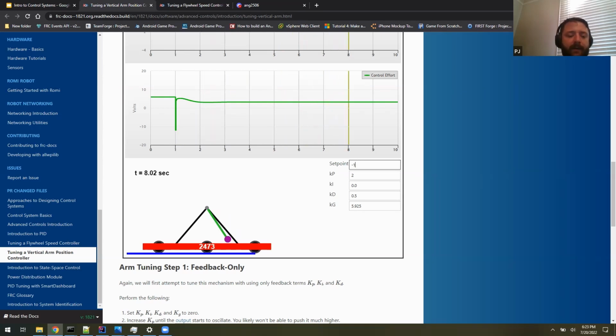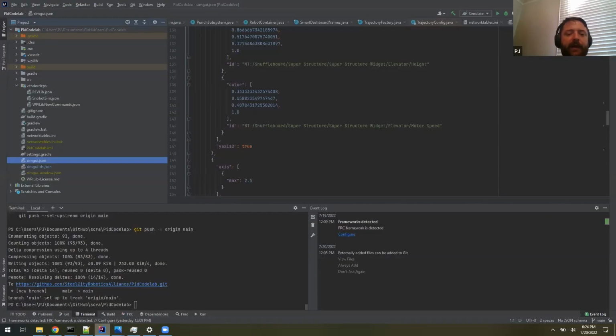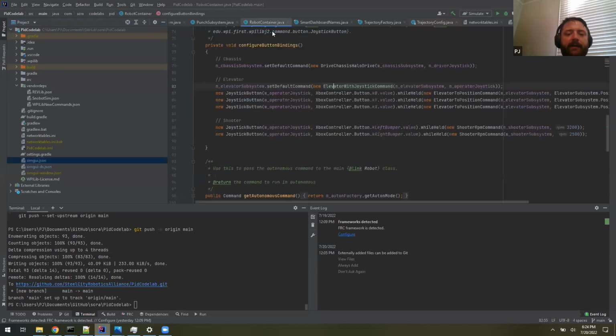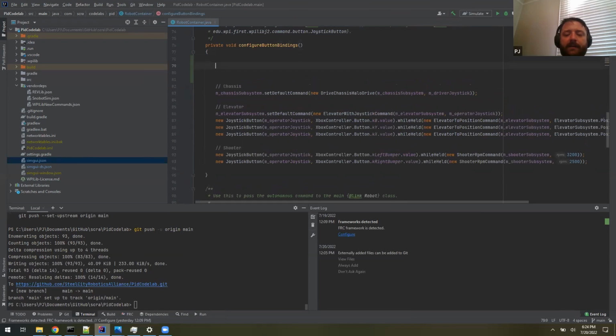So if you were writing, did I share just Chrome or can you see IntelliJ right now? IntelliJ, cool. So if you're going to write one of these by hand, you would have like double KP equals whatever.